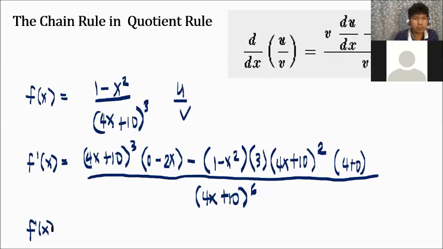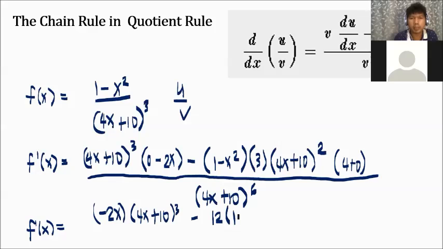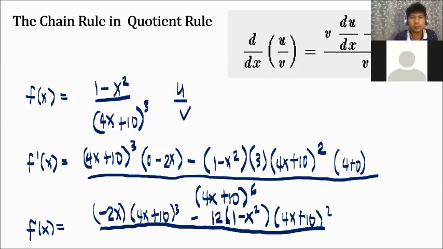F prime x is equal to, so just simplify, negative 2x times 4x plus 10 cube, then minus 4 times 3 is 12, 1 minus x squared times 4x plus 10, then squared, all over 4x plus 10 raised to 6. So this could be our final answer.